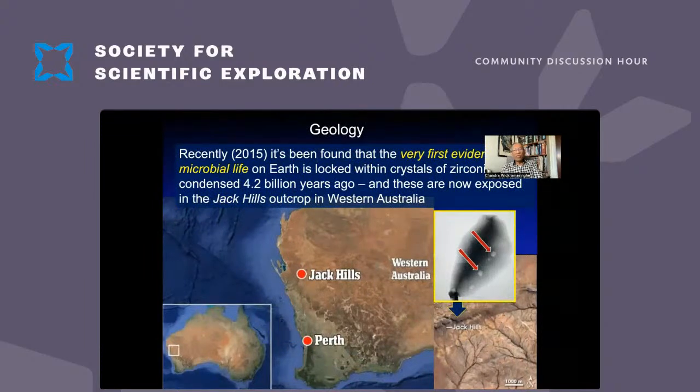The most recent evidence from geology that spontaneous generation is wrong and panspermia is the right answer is in 2015, when the very first evidence of microbial life on the Earth was discovered to be locked away in crystals of a mineral called zircon. These minerals condensed on the Earth from materials on the Earth 4.2 billion years ago, very close to the time that the Earth itself formed as a planet. And these are exposed now, these little blobs of microbes inside the crystals of zircon, which I point to with those arrows. They're included in the crystal zircon that is exposed in an outcrop in Western Australia.